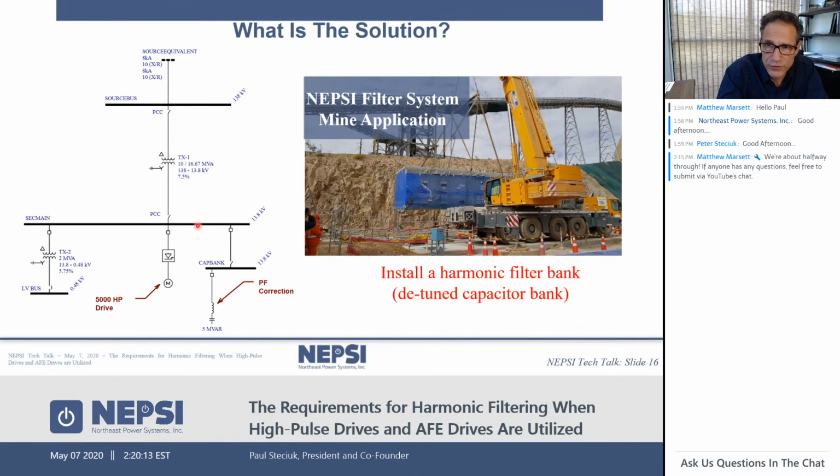So what's the solution? The solution is to add filters to the system, and that's what we show here. We put an inductance or reactance in front of the capacitor bank. Now that inductance is typically about 1/25th of the capacitor reactance, and therefore the harmonic filter still produces reactive power, but it's preventing resonance. And that's key to understand.